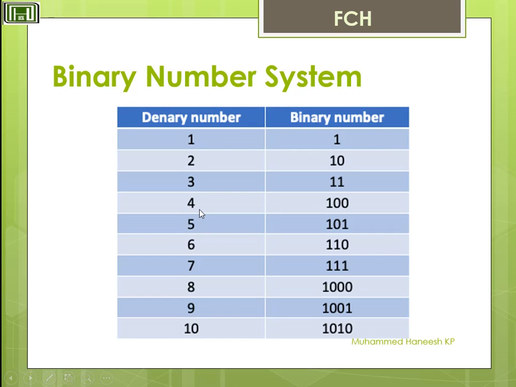So here we have the chart. First 10 denary numbers, that is decimal numbers, and binary numbers. Binary number for 1 is 1, 2 is 10, 3 is 11, 4 is 100, 5 is 101, 6 is 110, 7 is 111, 8 is 1000, 9 is 1001, 10 is 1010. You just do all this process: 1 corresponding binary number, 2 corresponding binary number, as I explained before.